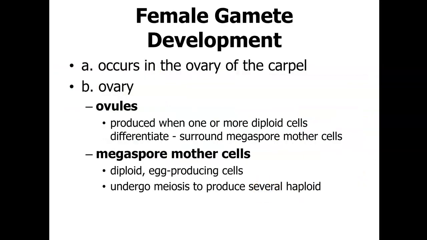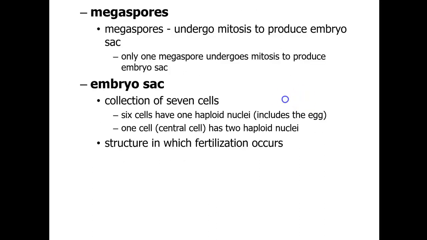And so here is what we just looked at. So it occurs in the ovary of the carpel. The ovary is going to contain ovules. Those are going to be produced when one or more diploid cells differentiate, and they surround the megaspore mother cells. Megaspore mother cells are going to be diploid, egg-producing cells. They are going to undergo meiosis, and they're going to produce several haploid cells at that point. So they go from having the full set of chromosomes to having half.